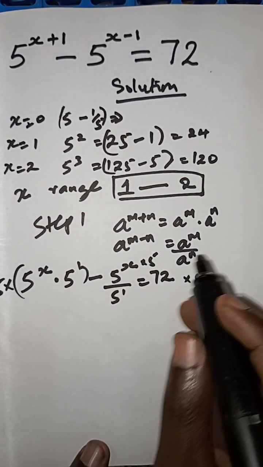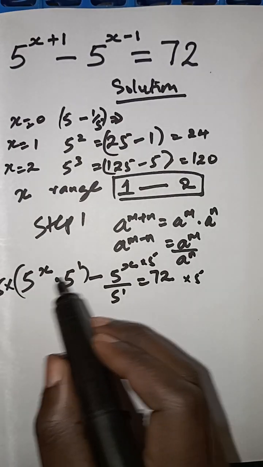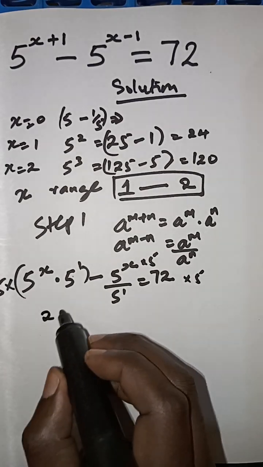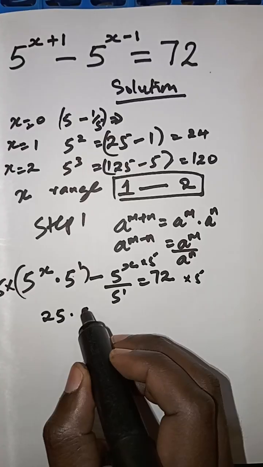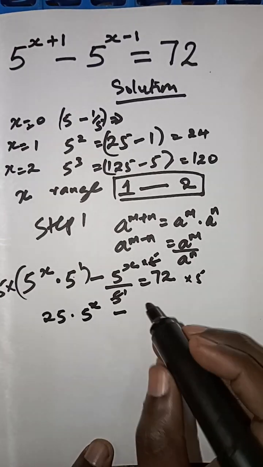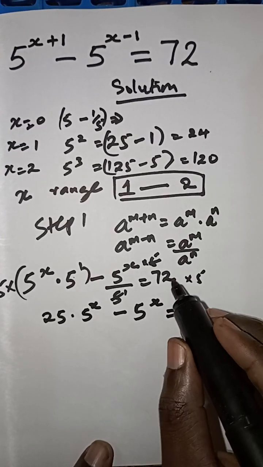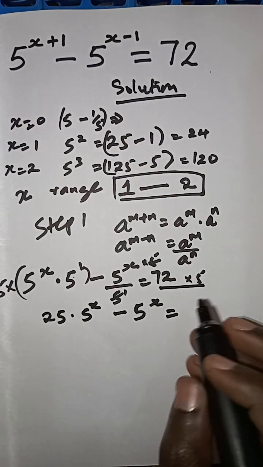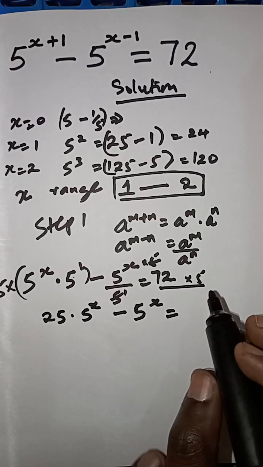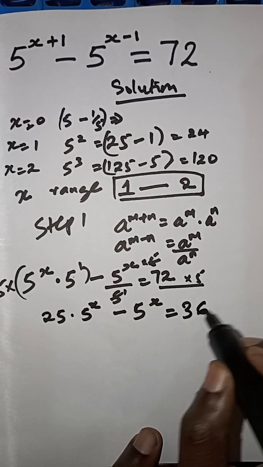So that my equation now changes to 5 times 5, that is 25, multiplied by 5 raised to x, minus this, and this cancels. I'm going to end up with 5 to the x should be equals to 72 multiplied by 5. I'm going to get 360.